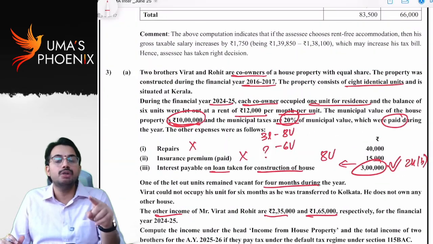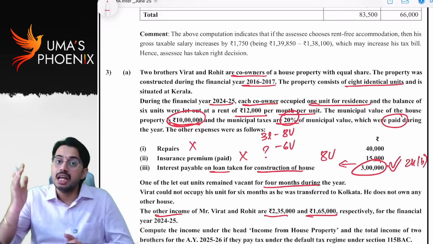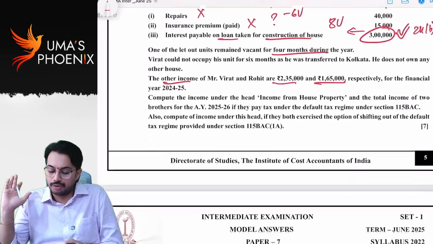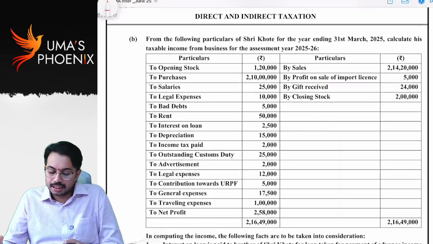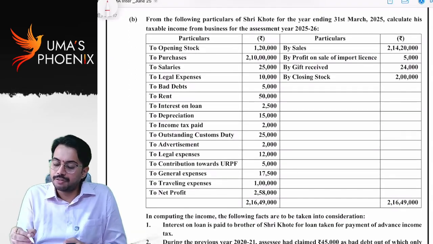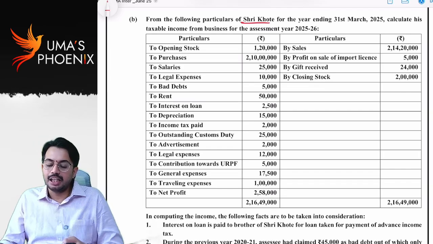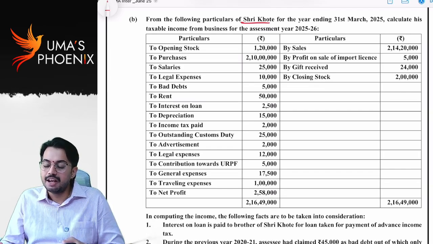I have told you how to calculate let out property, how to calculate self-occupied property. Balance problem you can do on your own. Next, from the following particulars of Sri Kote for the year ending 31st March 25, calculate his taxable income from business for assessment year 25-26.